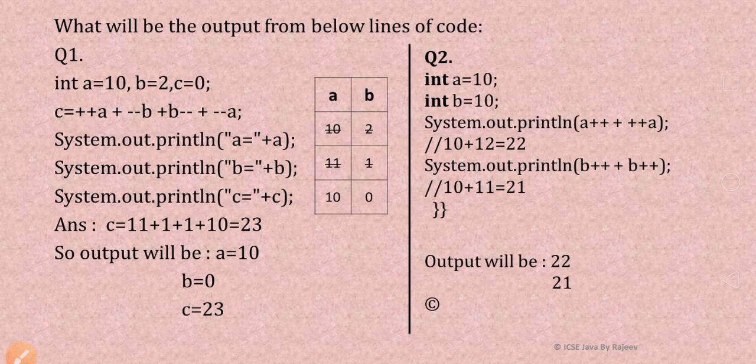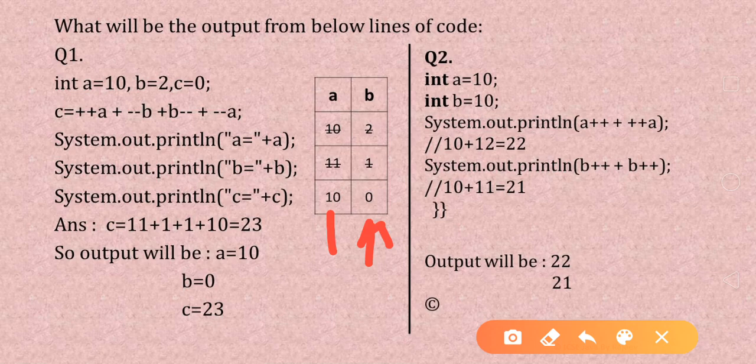So that 23 will be stored in which variable? The c variable. They have also asked about the value of a and b. The final value of a is 10 and b is 0. So what will be printed? a equal to 10, b equal to 0 and c equal to 23. This will be the output for question number 1.